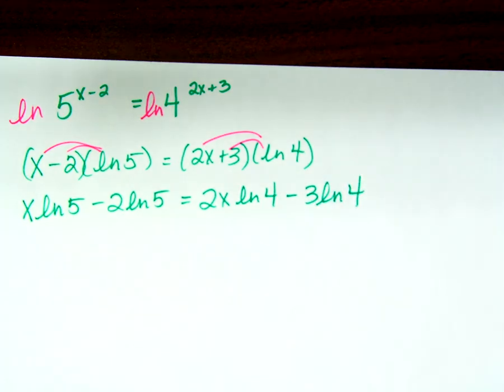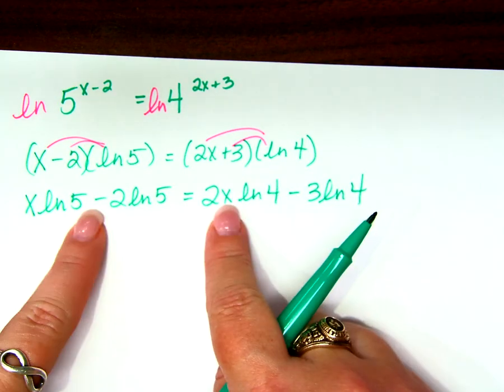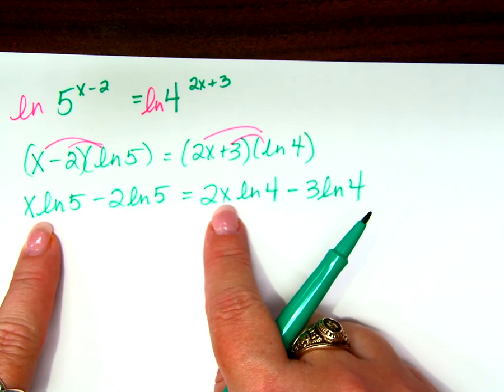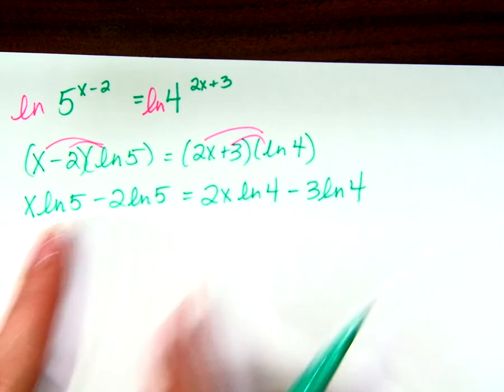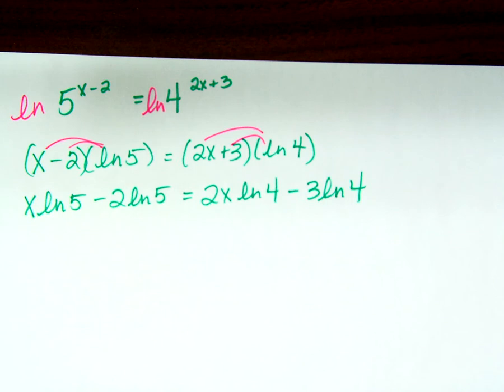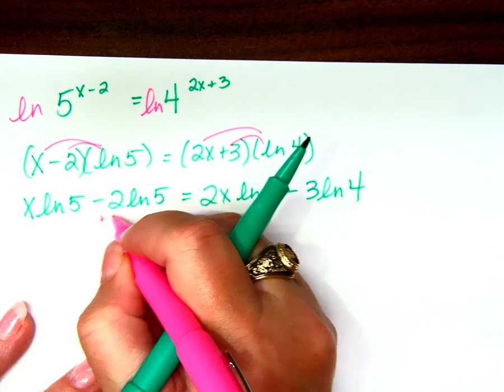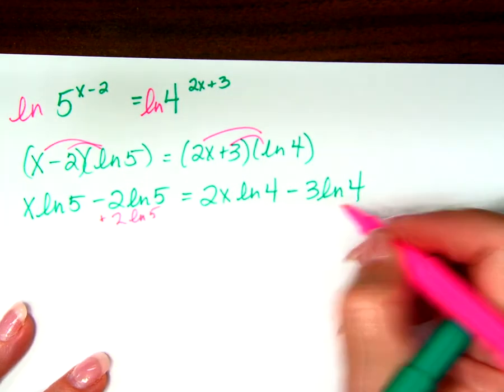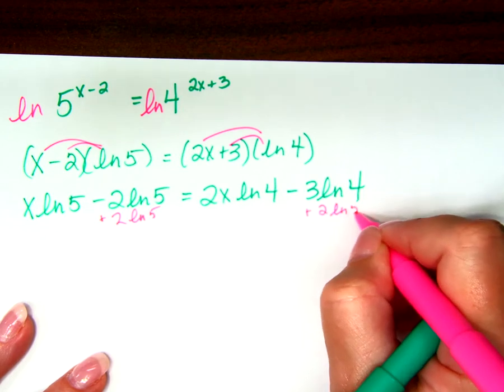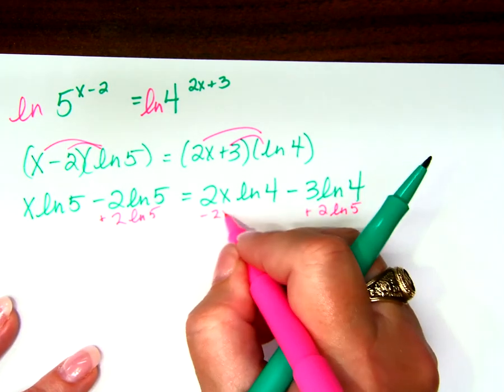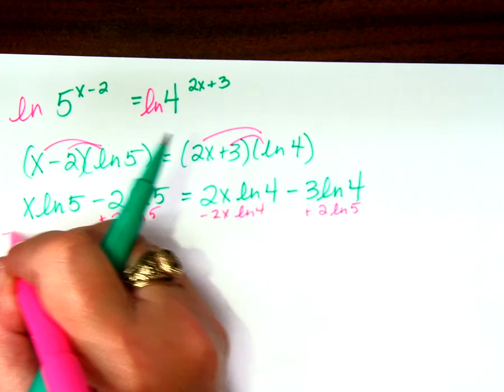Which x am I solving for? It's only one x, right? It's written in two different places right now, but I've got to do something to get those together. So I need to get all the terms with the x's on one side and all the terms without the x's on the other side. So add 2 natural log of 5. I can do that. If I do that, then I'm also subtracting 2x natural log of 4, right?